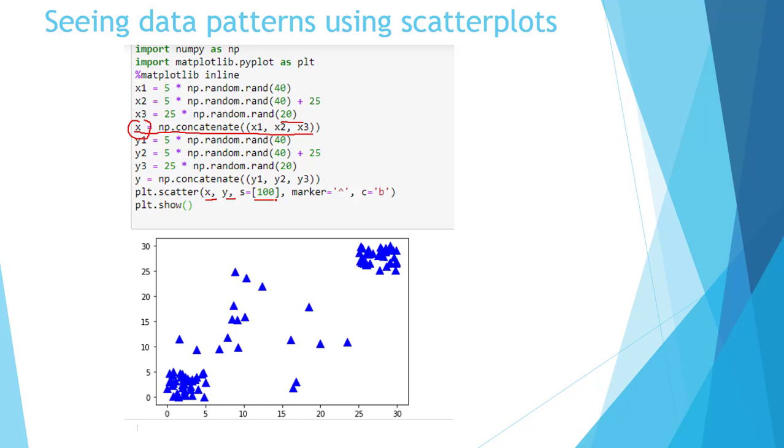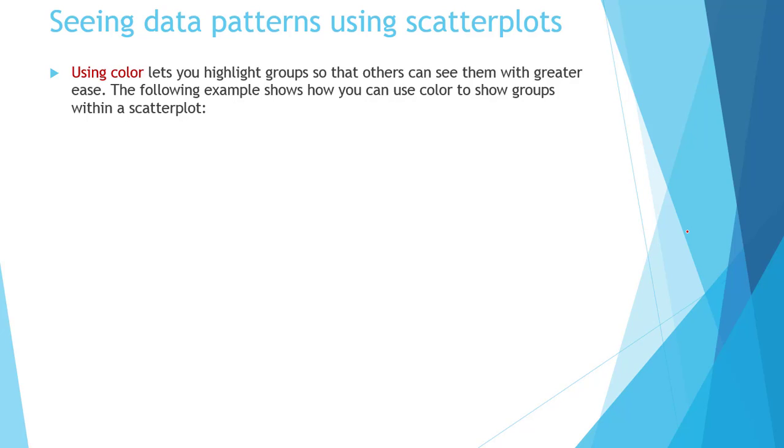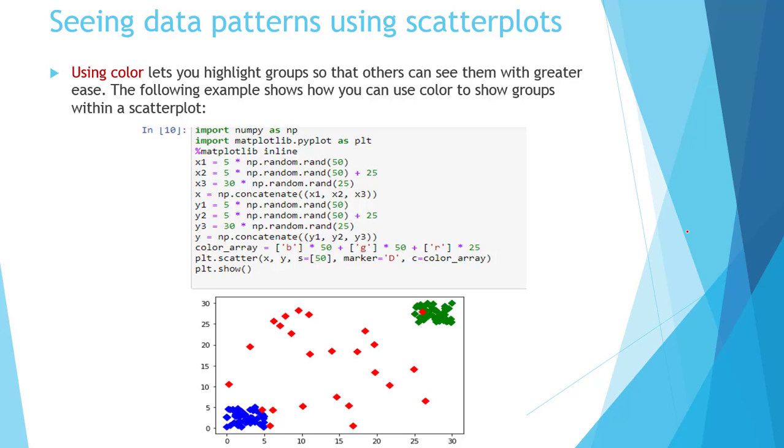Here we have specified 100, and marker we have used here. Marker is the shape of our data point, and color equal to blue, so this specifies the color of our data point. And to show the scatter plot, we have called the method plt.show. But to match the pattern, we can give each data point a different color. So using the color, we can highlight the group so that others can see them with greater ease. In the following example, we can use the color to show the group within a scatter plot.